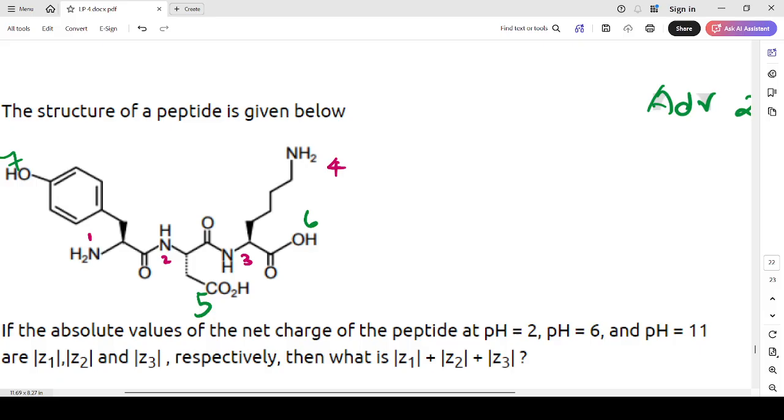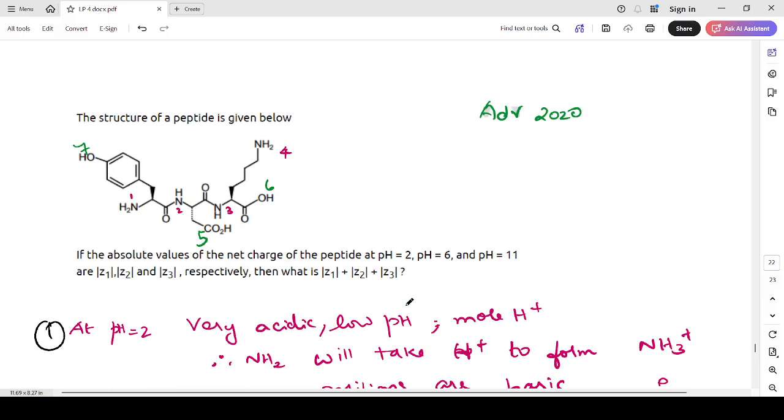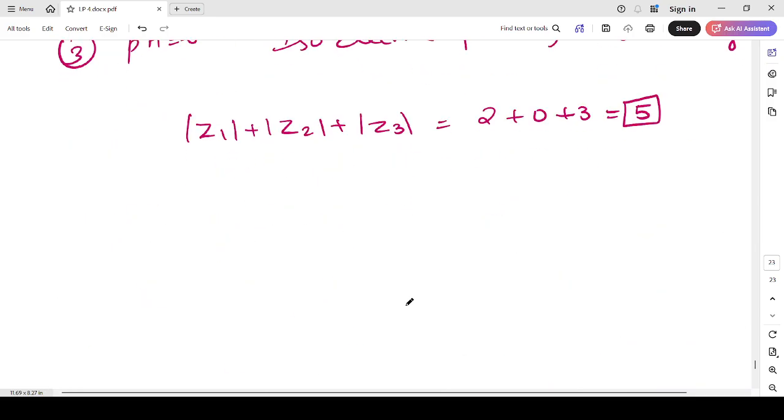Your answer? Is it 5? What's your answer? 5. 5. That's right. Very good. Check your values for Z1, Z2 and Z3. Is this your value? Yes, ma'am. Very good. Super.